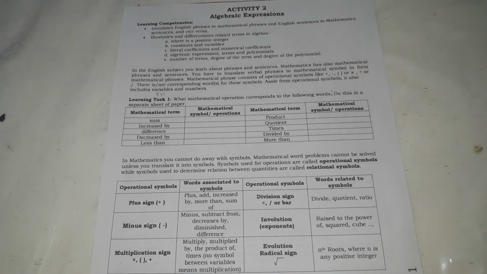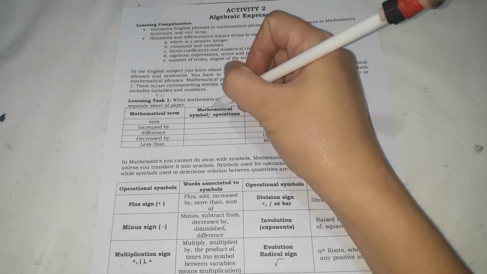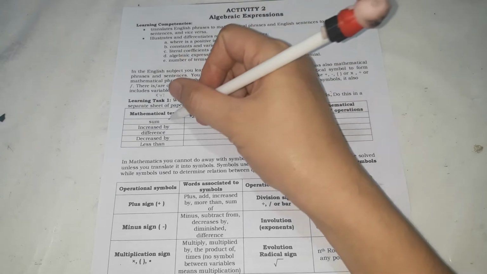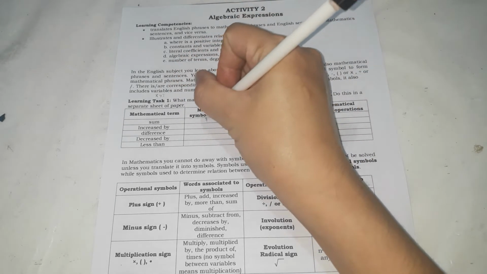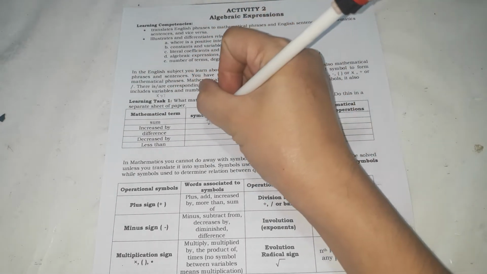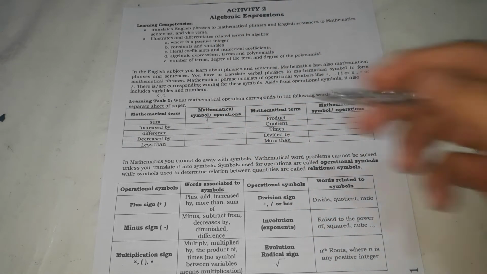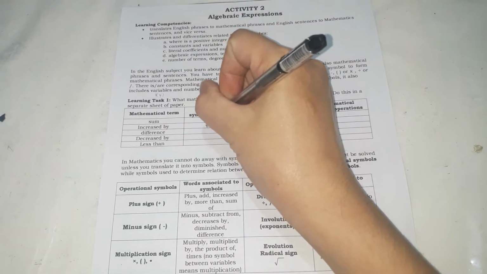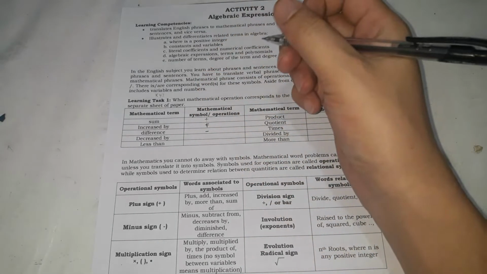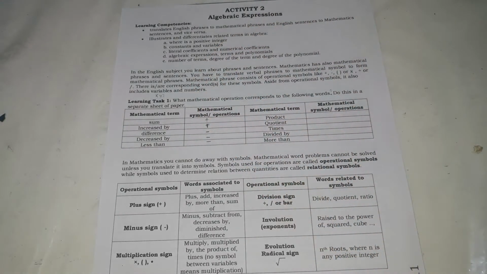Do this on a separate sheet of paper, or let's do this on this sheet of paper. For each mathematical term, we're going to write the corresponding mathematical symbol. So sum, it's plus. For increased by, the operation is also plus. Difference is minus. Decreased, so bumaba, it's minus. Less than, bumaba rin siya, it's minus.